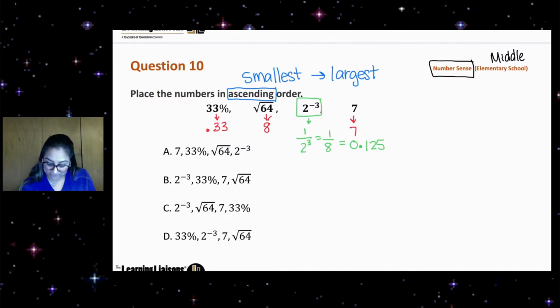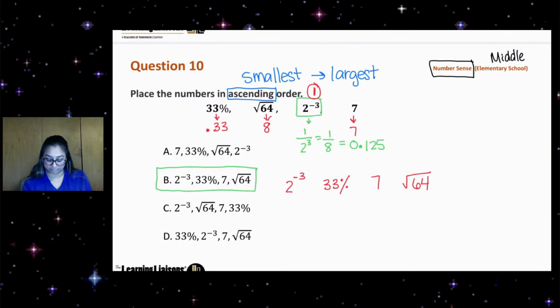So my first number just so happens to be the last one that we solved. So I'm going to lead with 2 to the negative third power. Well, the next number is going to be 33%. Then I'm going to have 7, and then the square root of 64. So I'm looking for an answer choice that gives me these numbers in exact order, and it happens to be B.